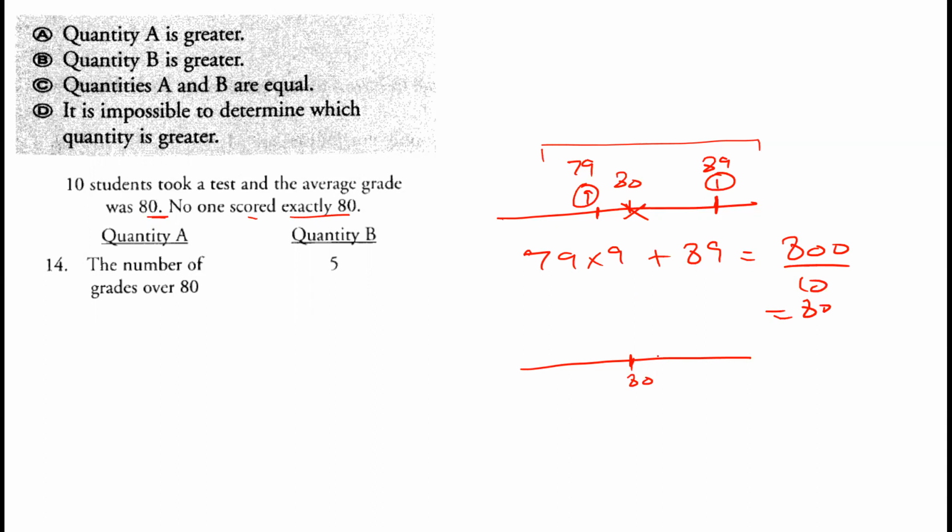The condition can be that 9 students scored 81, and one student scored 71. So 71 into 1 plus 9 into 81 will again be equal to 800. And it makes logical sense as well.